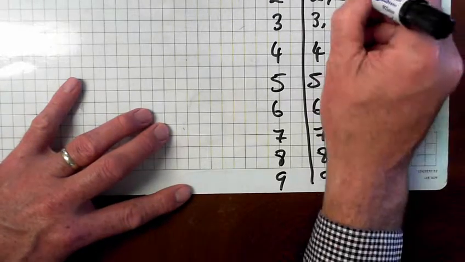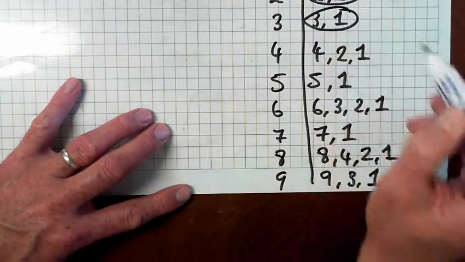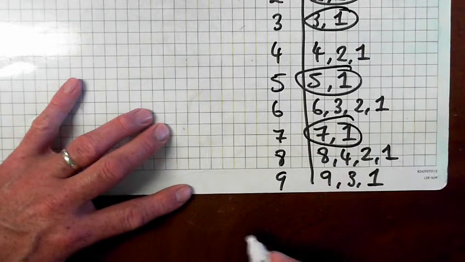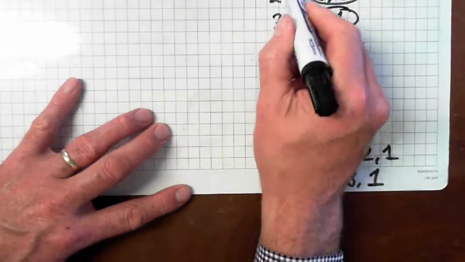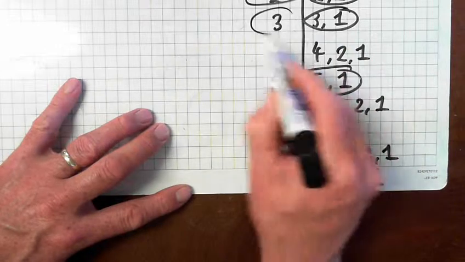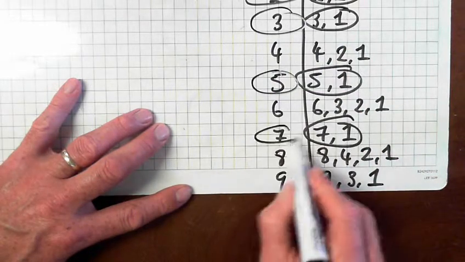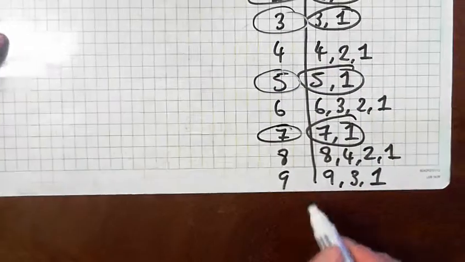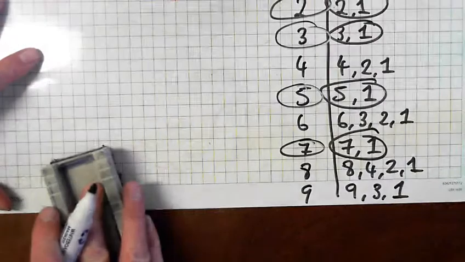Which ones are prime? The ones with 2 factors. 2 is prime, 3 is prime, 5 is prime, 7 is prime, 11 is the next one, then 13. Okay, they're all prime numbers.